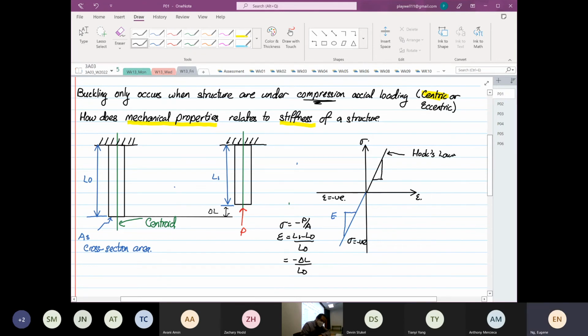Okay. It obeys Hooke's law, where normal stress is equal to E multiplied by epsilon. And we are going to call this our equation number 1. Okay. And this equation, where we have it in terms of epsilon, this is our equation number 2.